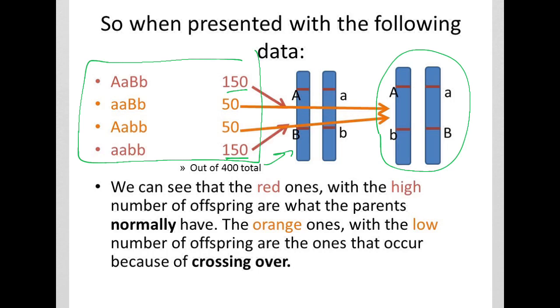So here I color-coded them. We can see the red ones with the high number of offspring are what the parents normally have, and therefore what they passed on normally. And then the orange ones with the low number of offspring are the result of crossing over. So those are linked genes.